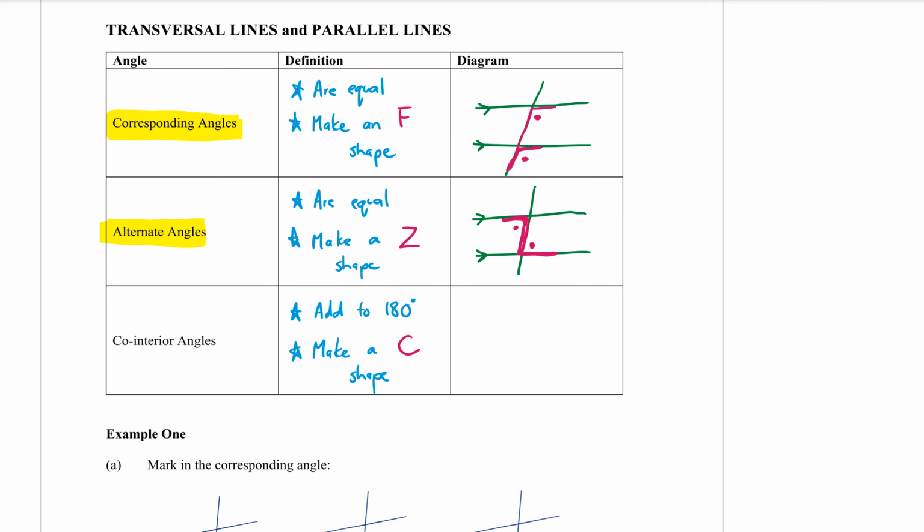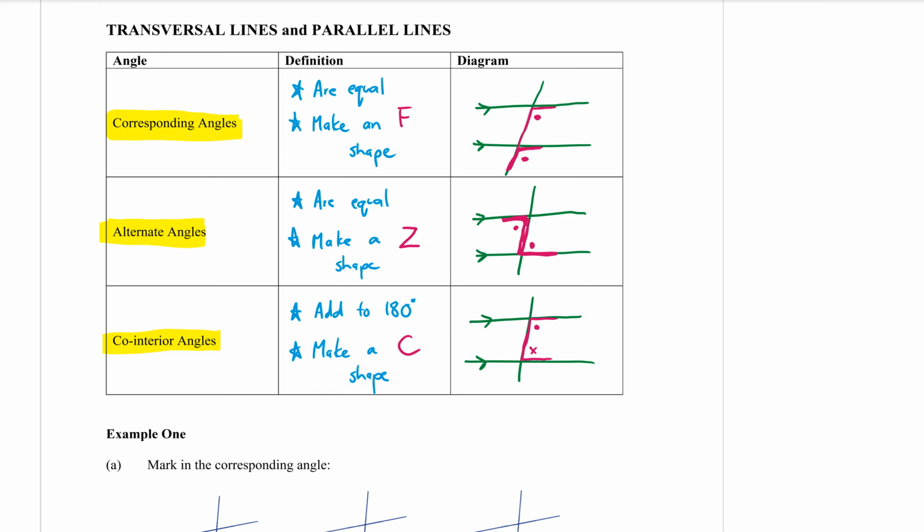The final type that we're going to learn about is called co-interior angles. These angles add to 180 degrees. They are not equal. They make a C shape. On the parallel lines, cut with a transversal, that would be this angle, which I'll mark with a dot, and this angle, which I'm not going to use a dot, I'm going to use a little cross because they're not equal, so we have to use a different symbol in there. But those two angles would add to give 180 degrees.